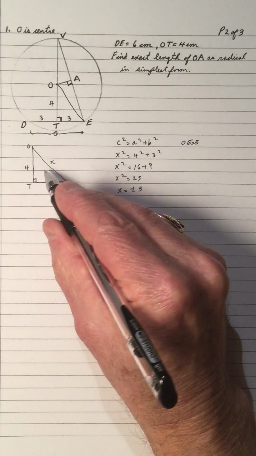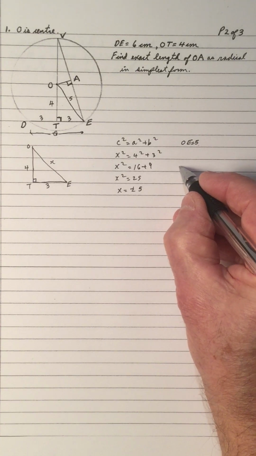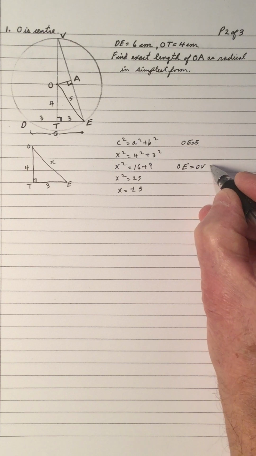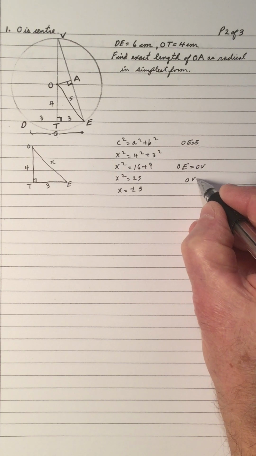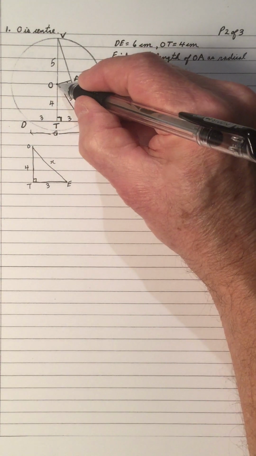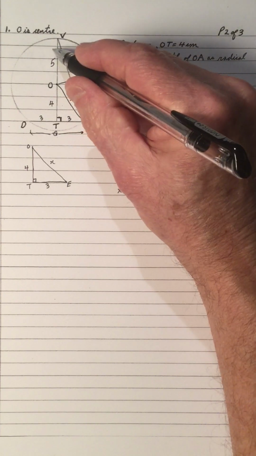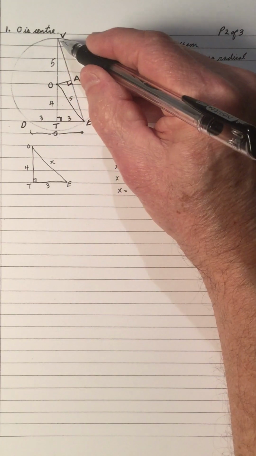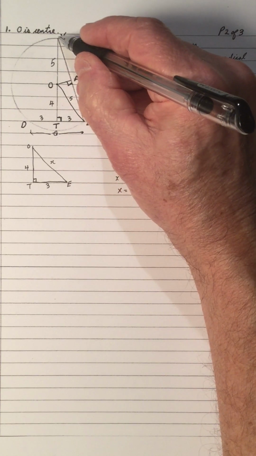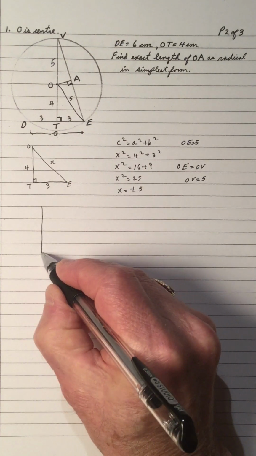But OE is a radius of 5, so that's 5 right here. But we know that OE is equal to OV, therefore OV is equal to 5, because radii from the center out to the circumference are equal. So that means that we have the triangle VTE. So VTE is a right triangle also. So we draw that right triangle right here.